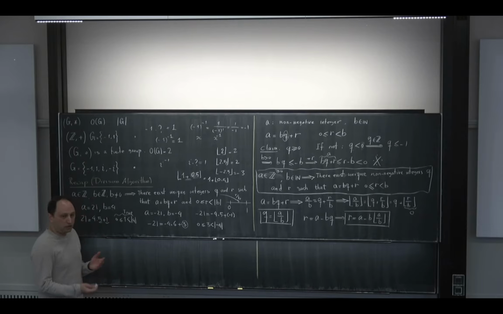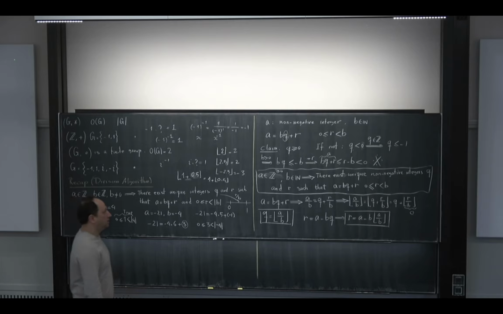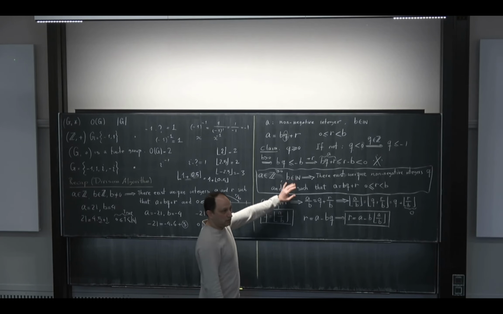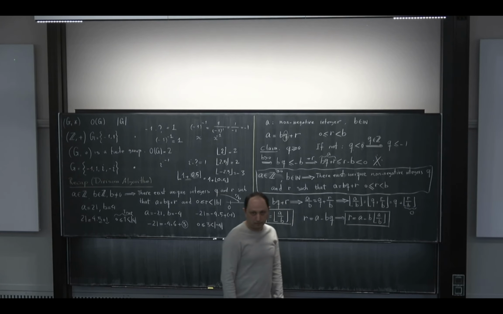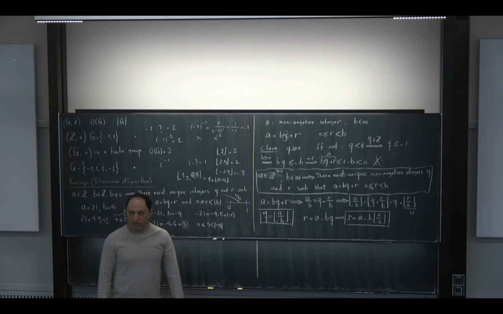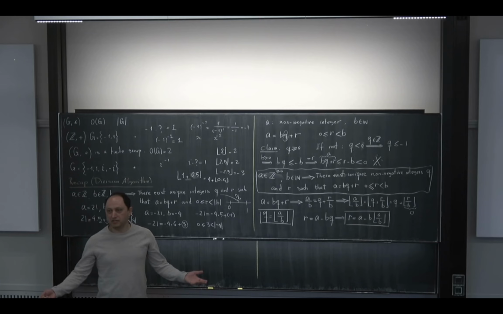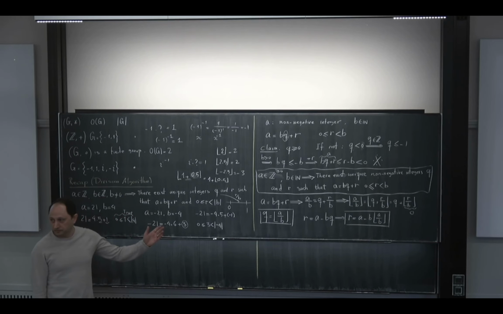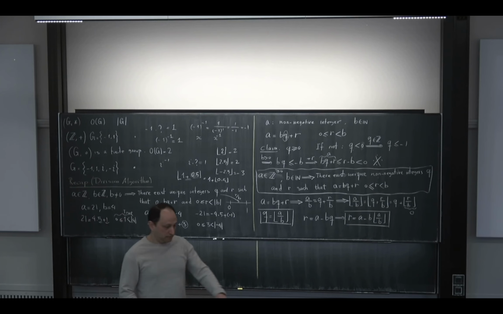So if I give you A and B, and I respect these two conditions, if I ask you what is the remainder, you can just write this formula. That's the remainder. And it depends only on A and B. It doesn't need anything else. Is that clear? Okay, now let us go to this question.